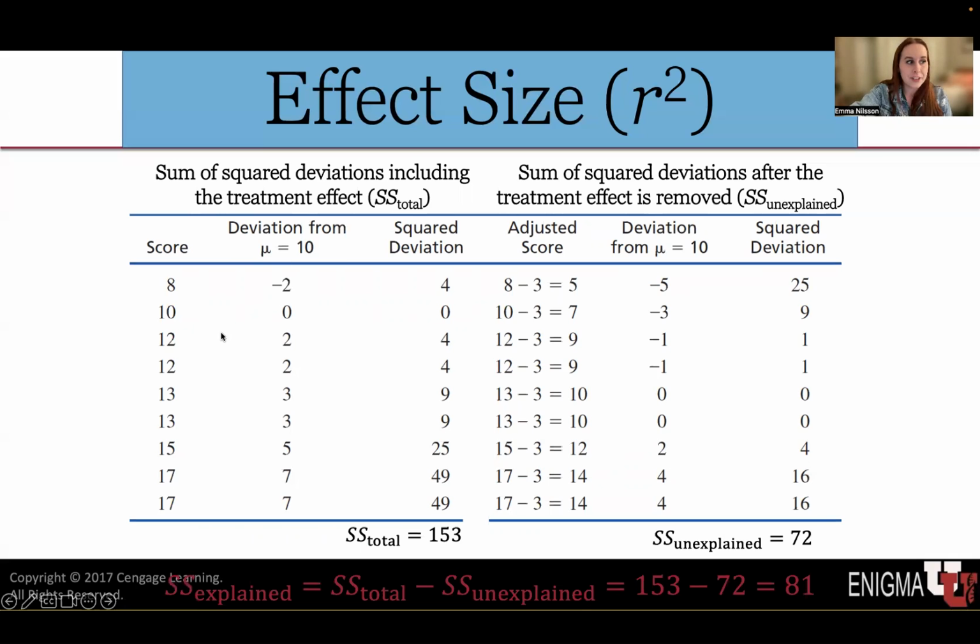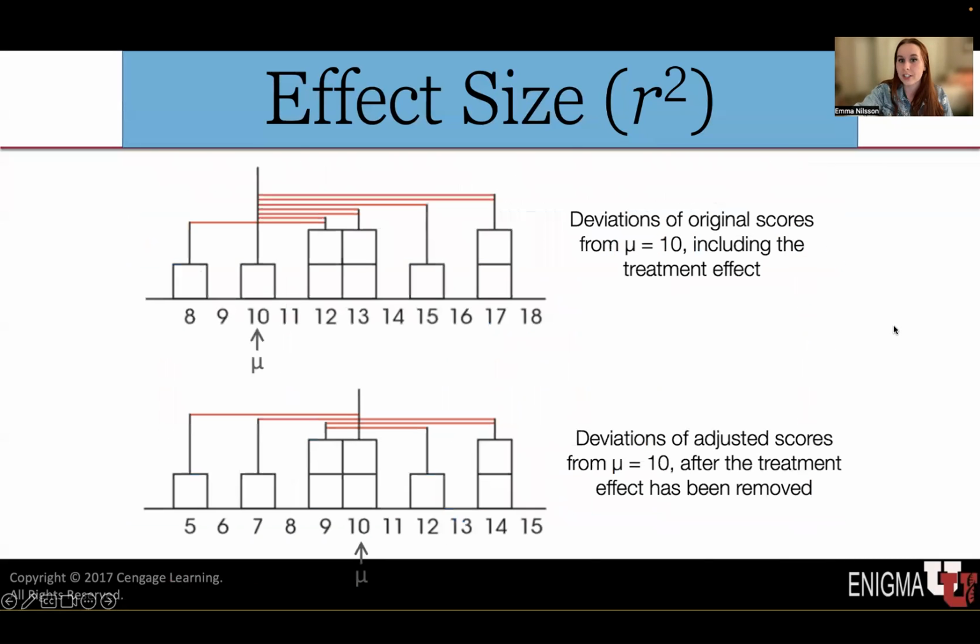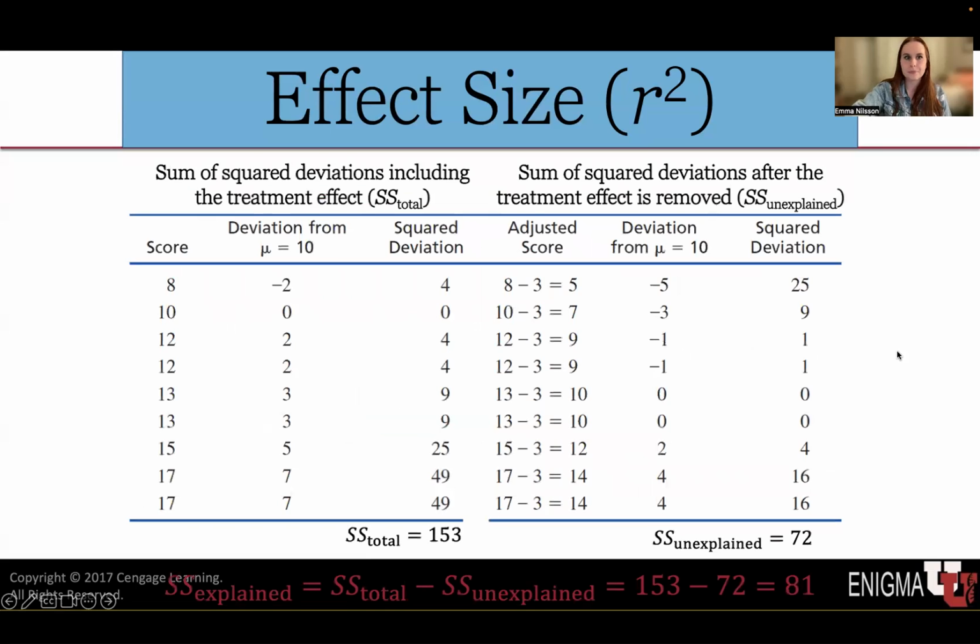So this left-hand side represents the top graph, the original. The right-hand side represents when the treatment effect has been removed, or this bottom graph. Notice that this is going to represent the total variability, right? We take the score, take the deviation from the mean, square it, and add it together, and we get the total variability of 153. However, when we do the same calculations after our treatment effect is removed, this minus 3 here, we get 72.